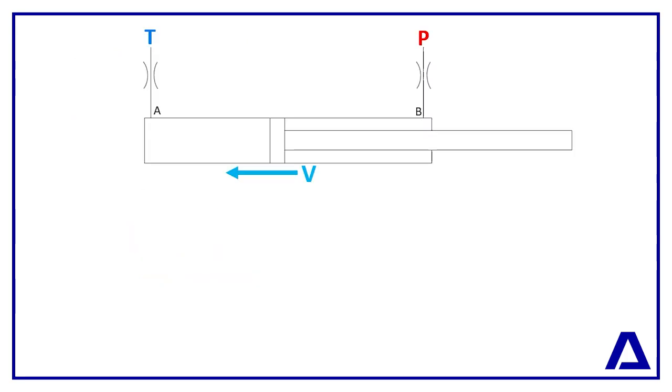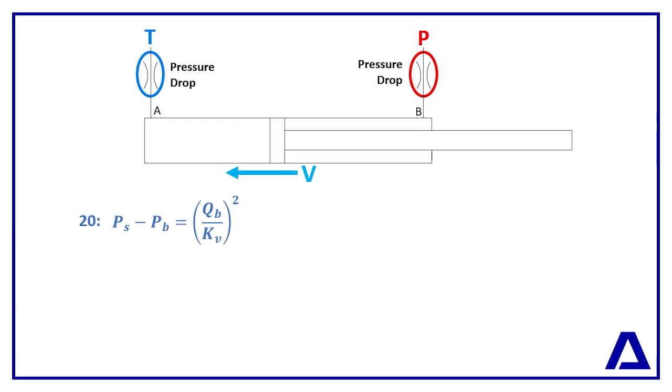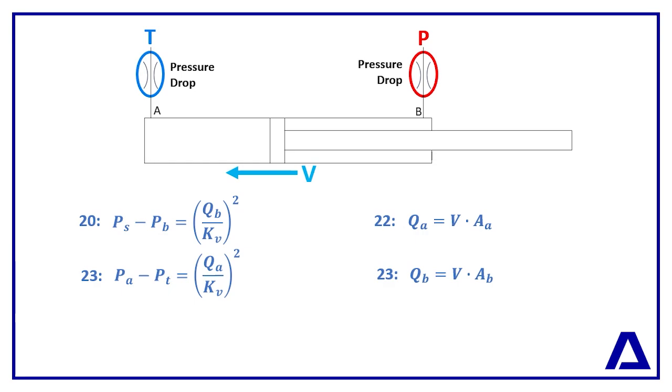For the retracting velocity, it is almost the same. We start with the basic equations. From the pressure drop on the B side, we get supply pressure minus pressure B equals QB over valve constant squared. From the pressure drop on the A side, we get pressure A minus pressure tank is equal to QA divided by the valve constant squared. Then the basic flow equations. Flow A equals velocity times area A. Flow B equals velocity times area B.